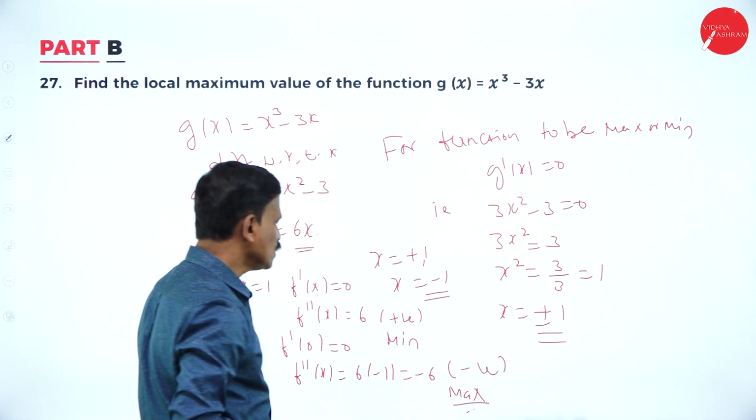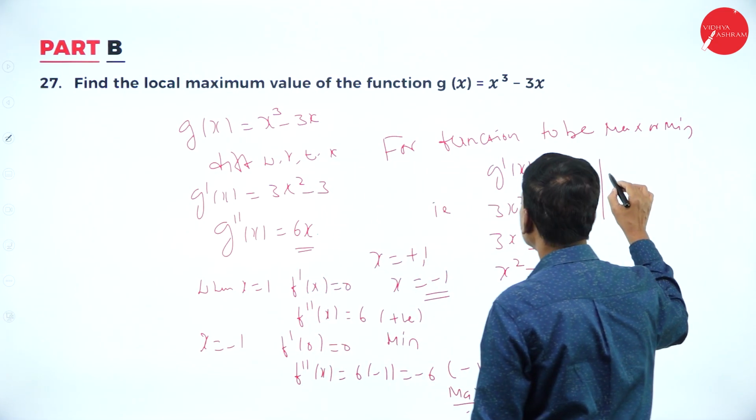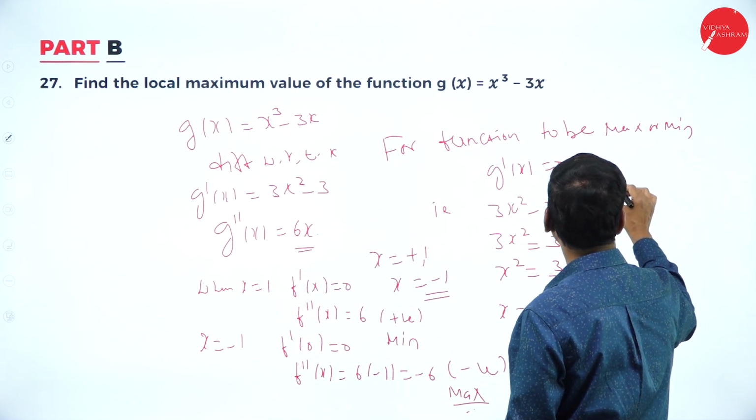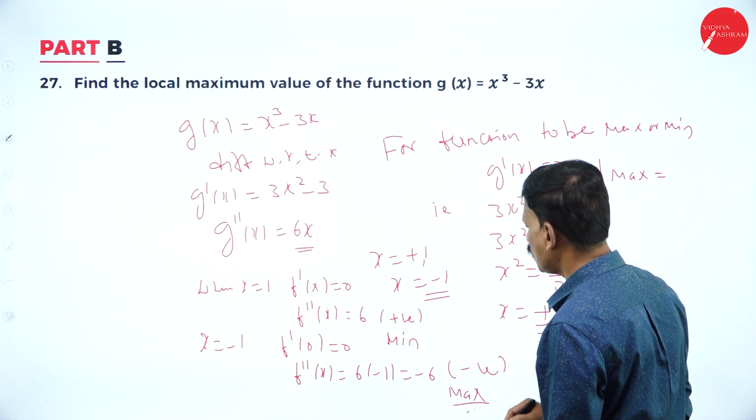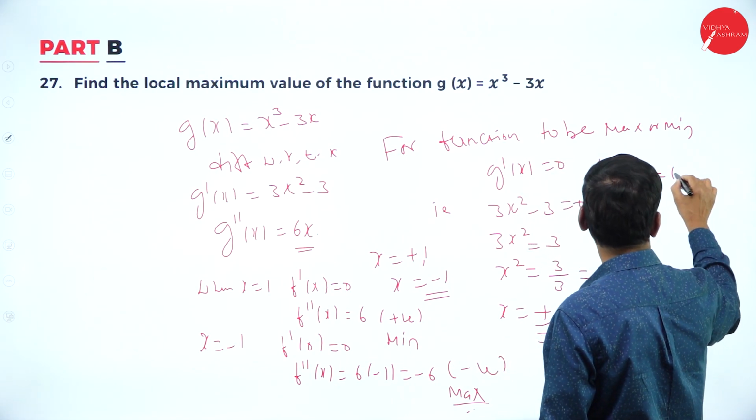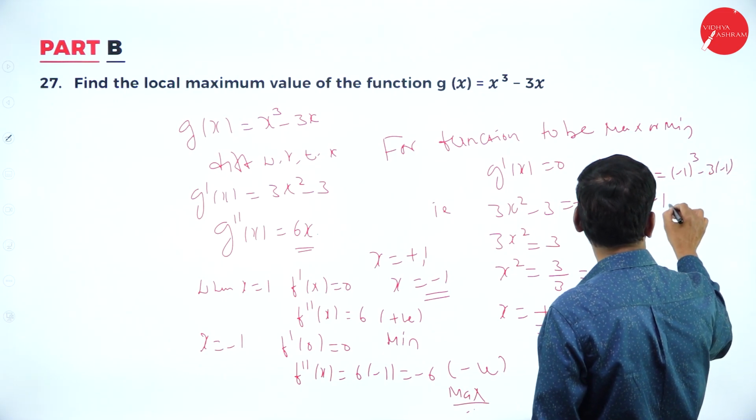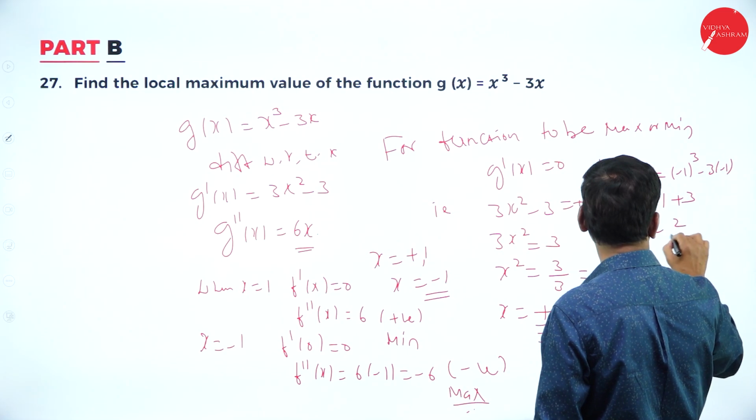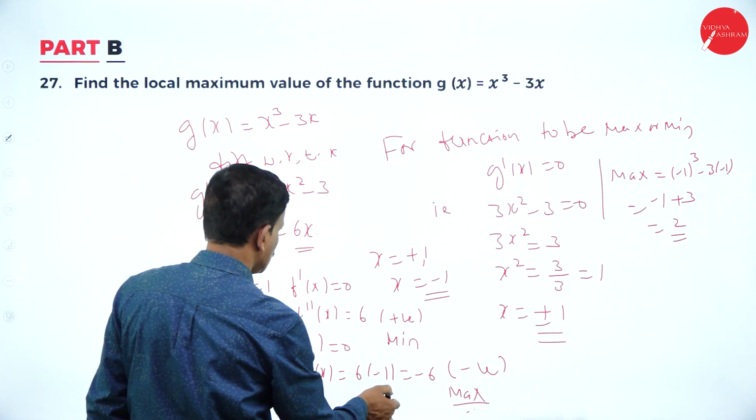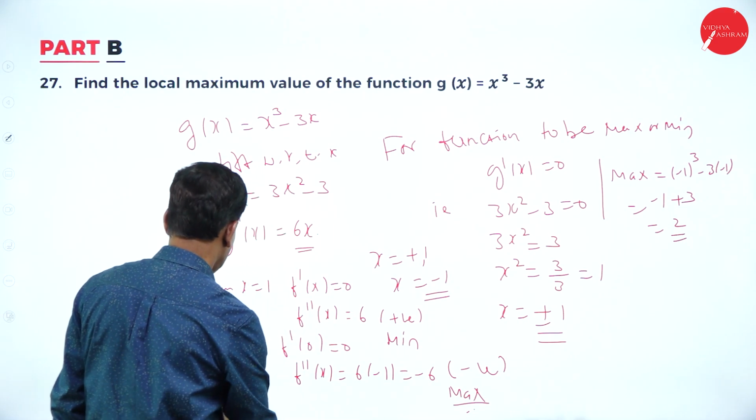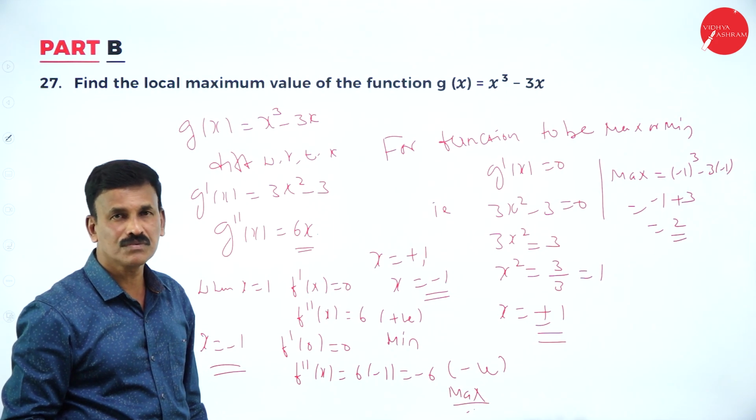So therefore, if you put x is equal to minus 1, you will get the maximum value. The maximum value of this function at x is equal to minus 1 is minus 1 cube minus 3 into minus 1, which is minus 1 plus 3, equal to 2. So the local maximum here is at x is equal to minus 1. That's it. This is how we are going to find it.